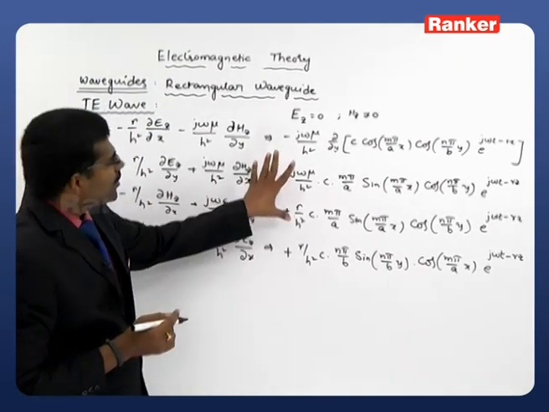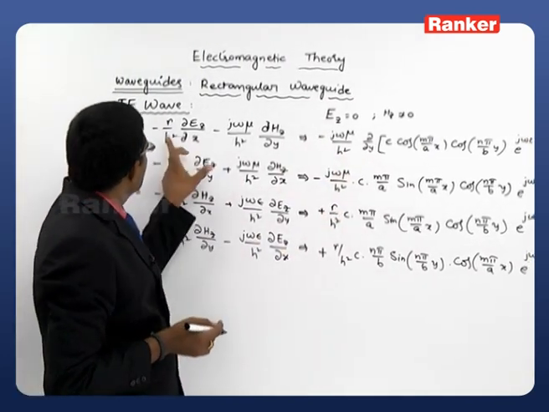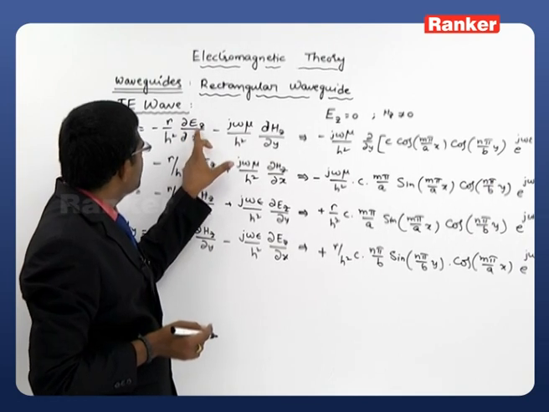So here, clearly examine once again, if there is any sign disturbance, just correct it. Clearly what I am doing is I am substituting this Ez is equal to 0.